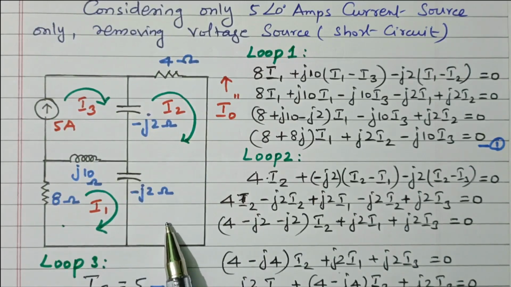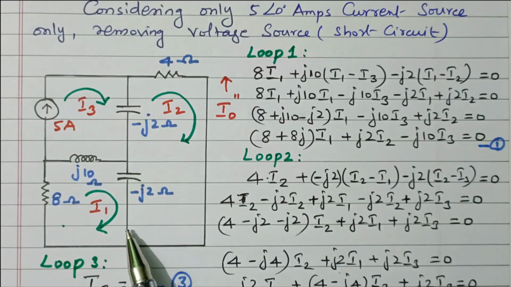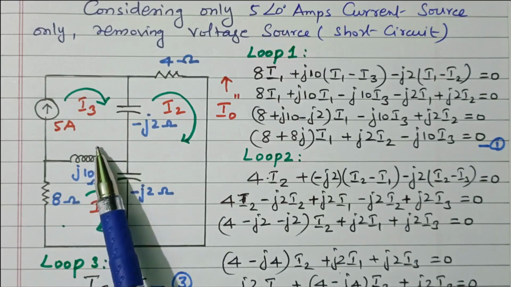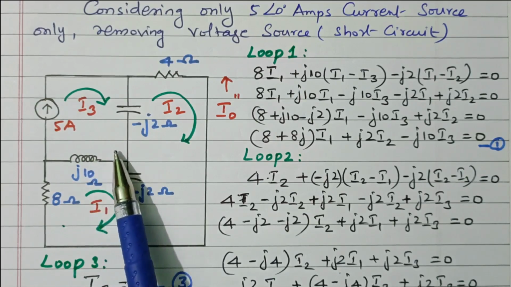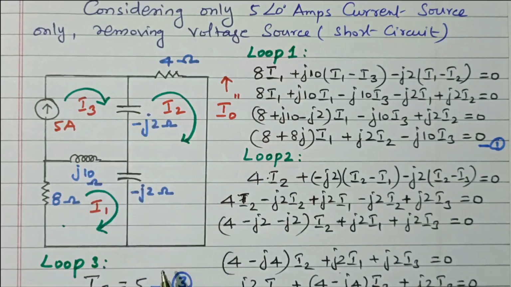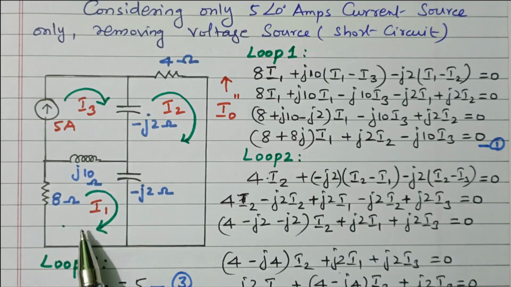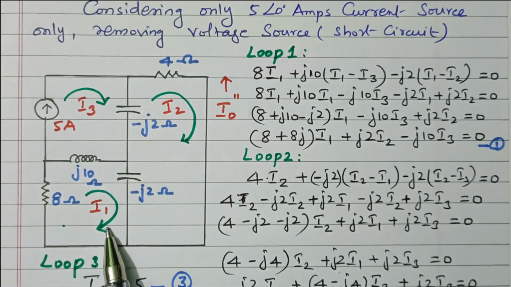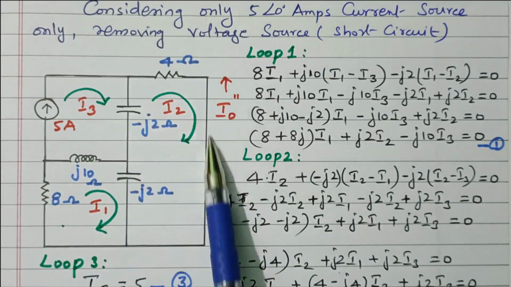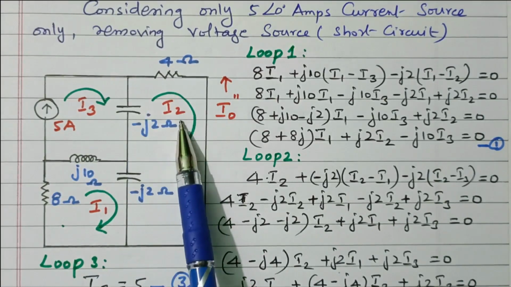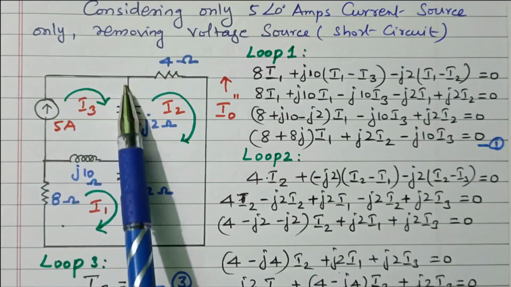After removing the voltage source, this equivalent circuit is available. Now we can go for Kirchhoff's voltage law, the loop method. Right? By using KVL, we can find the loop currents. So this is the first loop, meaning a closed circuit. The current flowing through the first loop is I1. This is the second loop. The current flowing through the second loop is I2. This is the third loop.